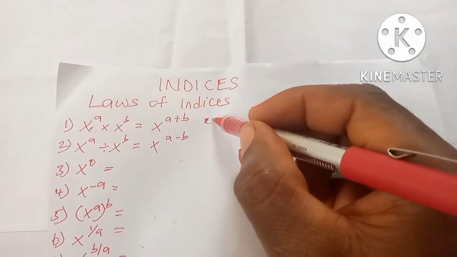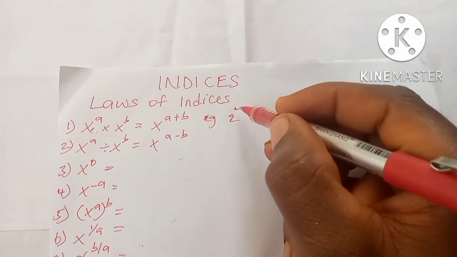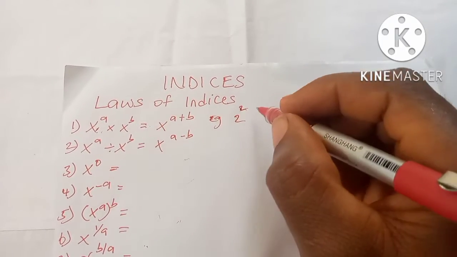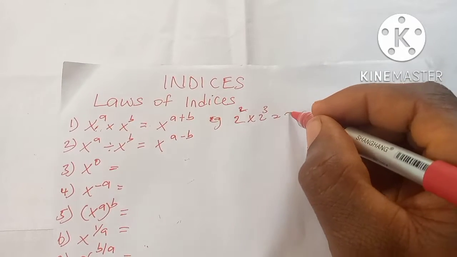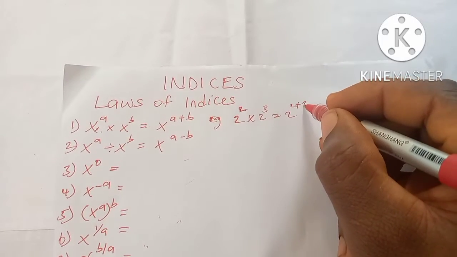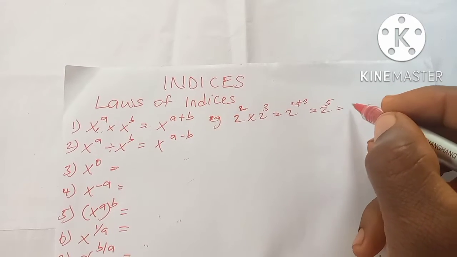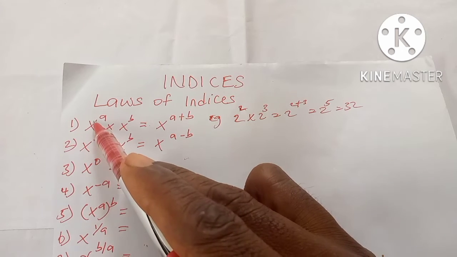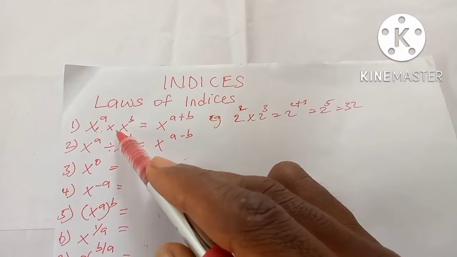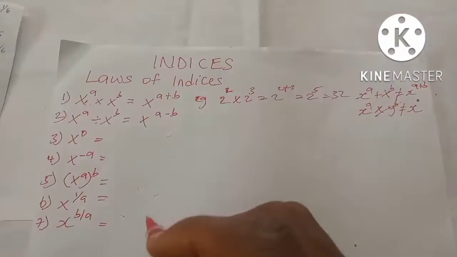For example, 2 to the power 2 multiplied by 2 to the power 3 is equal to 2 to the power 2 plus 3, which is equal to 2 to the power 5, which is 32. So remember, the bases are equal. They have the same base.